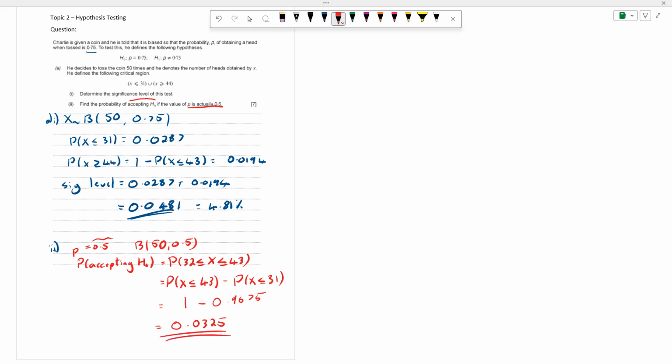Make sure you're rounding carefully. We always do 4 decimal places. So if it rounds to 1, write it as 1. Don't feel like you have to force it to be this really long decimal.